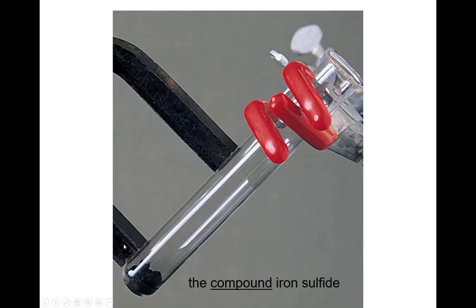Now here I'm using a magnet. Is the magnet able to separate the iron from the sulfur? And you see, no. It is not possible to separate a compound using a physical method like a magnet.